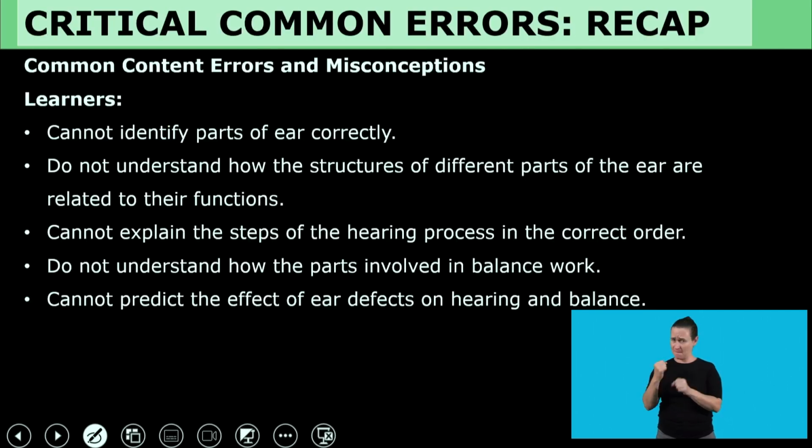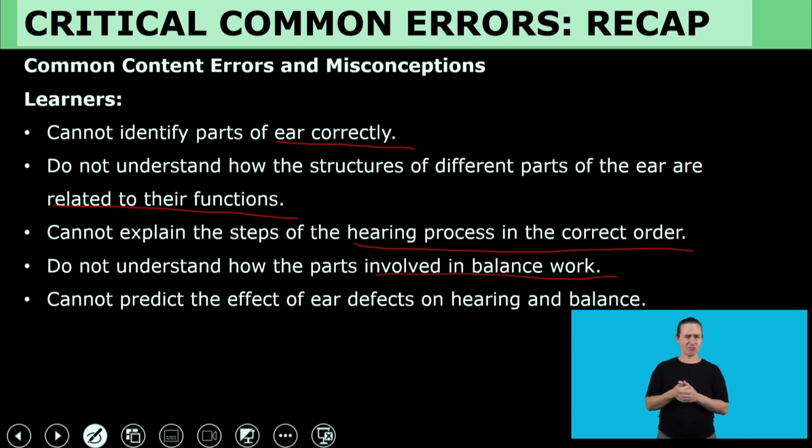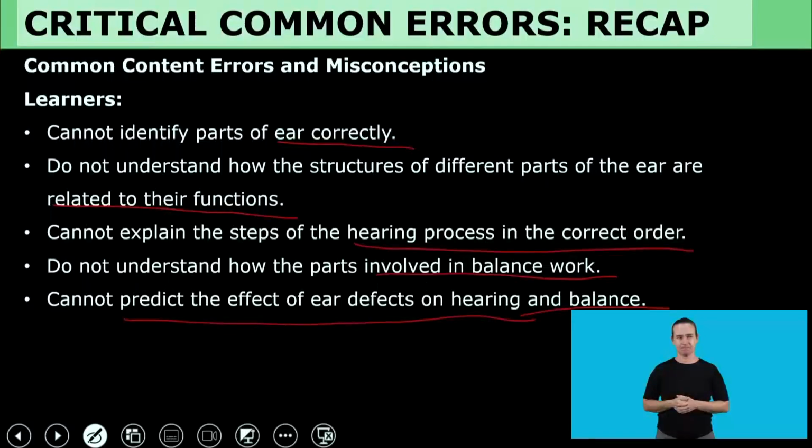The common content errors and misconceptions, we are now recapping. Learners cannot identify parts of the ear correctly. They do not understand how the structures of different parts of the ear are related to their functions, cannot explain the steps of the hearing process in the correct order, do not understand how the parts involved in balance work, cannot predict the effects of ear defects on hearing and balance. Now learners are able to address all this because we have engaged on each one of them correctly and thoroughly.